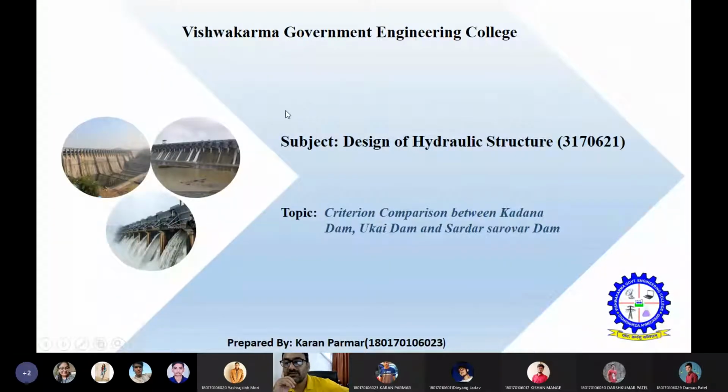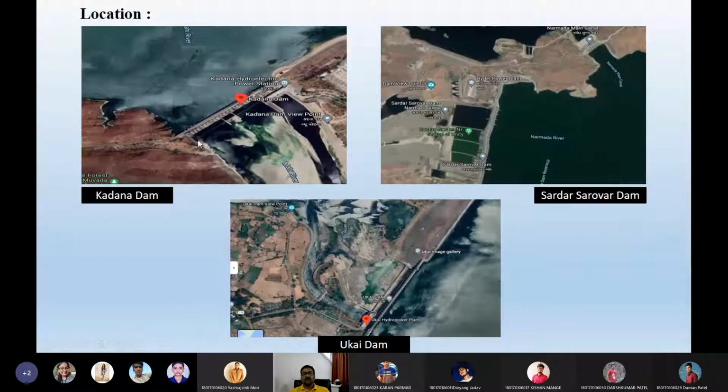Good afternoon, sir. My presentation topic is criteria comparison between the three dams. This is the location. This is Kadana Dam over here, and its hydropower station. This is the upstream side of the river. This is the downstream side, and this is a dam viewpoint of Kadana Dam.